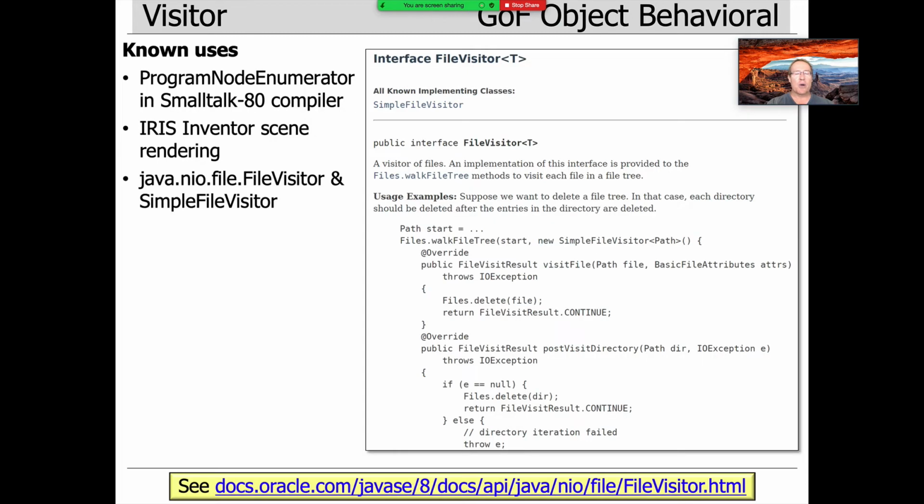There's a lot of different known uses of this. There's an interesting use of the visitor pattern in Java with its NIO file visitor class, where you can pass visitors in, and they're called as the method walks the file tree. So as you walk through the file tree, you can define a visitor that'll do different things depending on what you encounter as you're walking through the file tree.